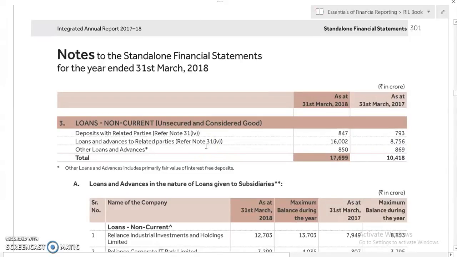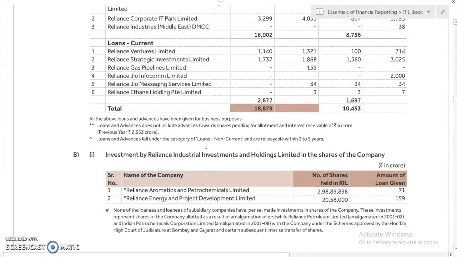Why are the companies doing this? They are doing the businesses, right? So they loan to their own companies. They are not going to give you the details of who those companies are. They are giving you the details of who those companies are here. $18,000. No, this is different. Sorry.